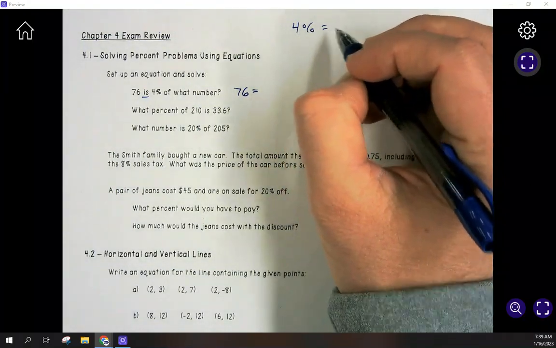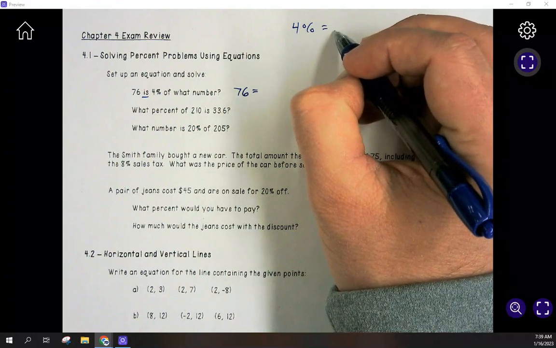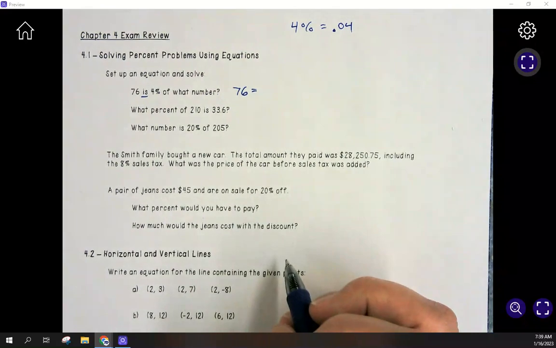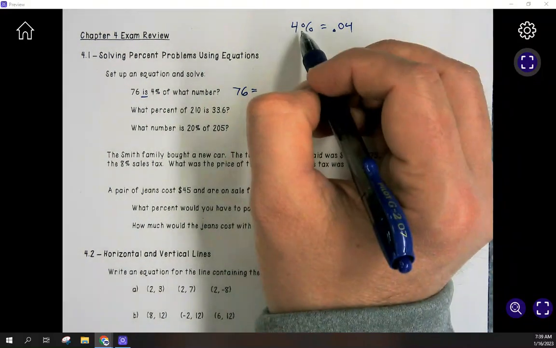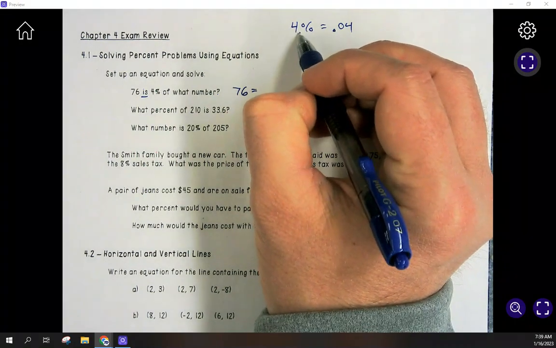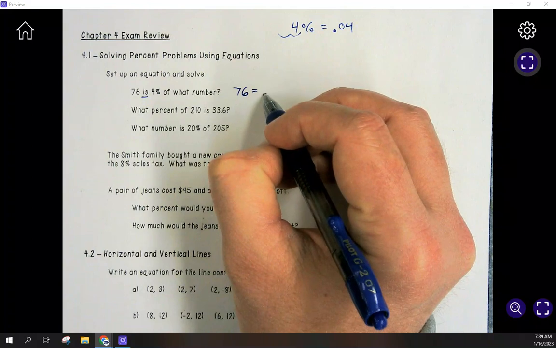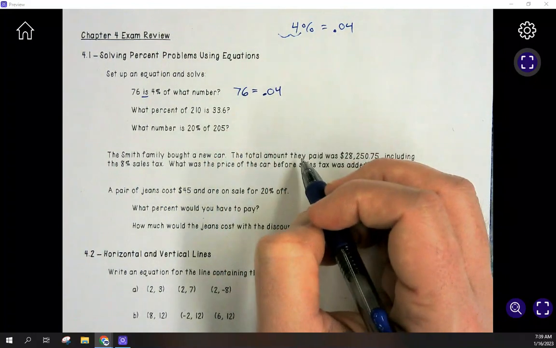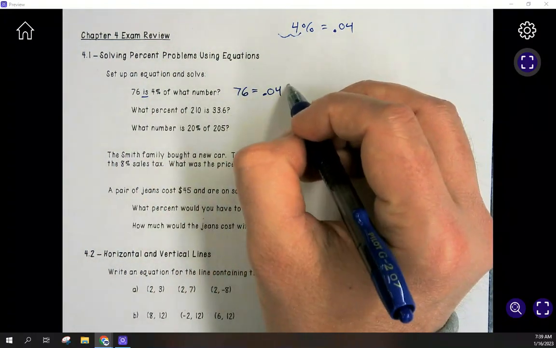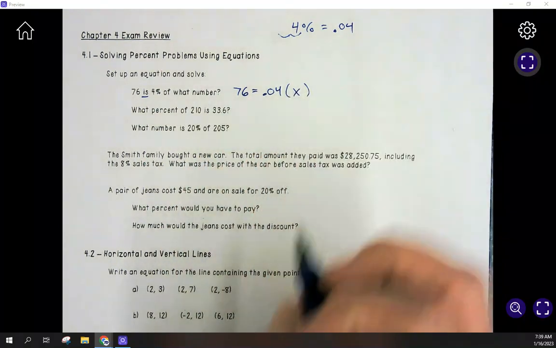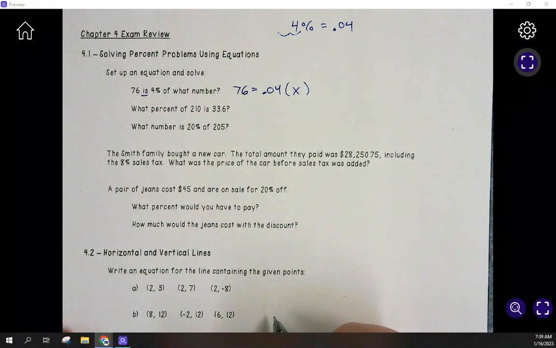So the big mistake people make is they write 4% as 0.4, which is actually 40%, which is obviously a big difference between 40% and 4%. So the decimal is always located right after it, and you got to go 2 spots to the left. So 76 is 4%, 0.04. Of means times what number, that's what we're looking for. So that's our x. And that's your equation.